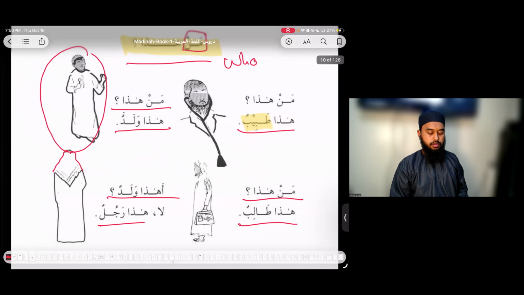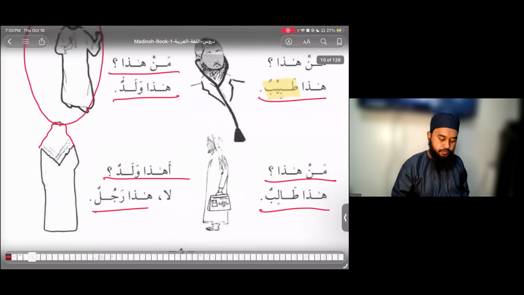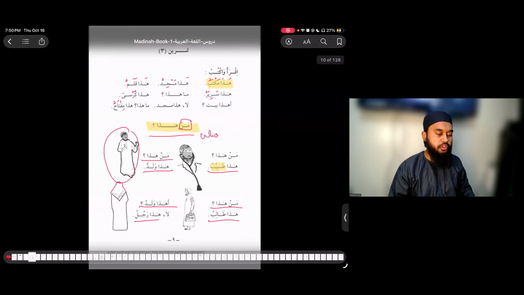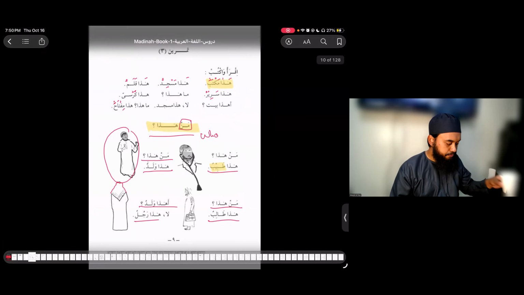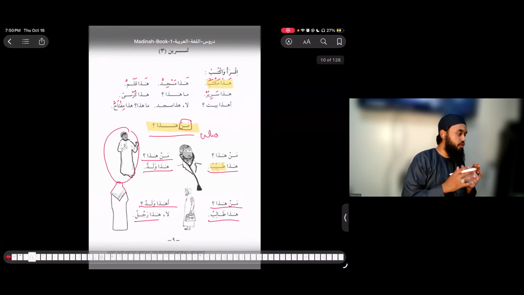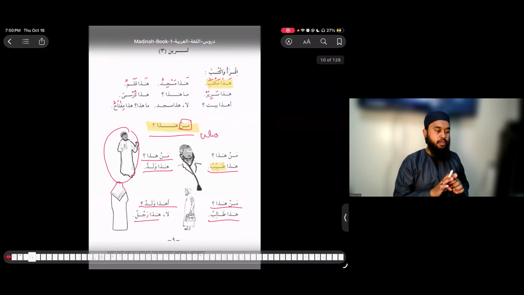But nonetheless, man means who, and hada is this. Man hada, who is this? Ahada waladun? La hada rajulun. Is that the same, correct? And does anyone have any questions with regards to this page? In this page, all they're teaching us is man.